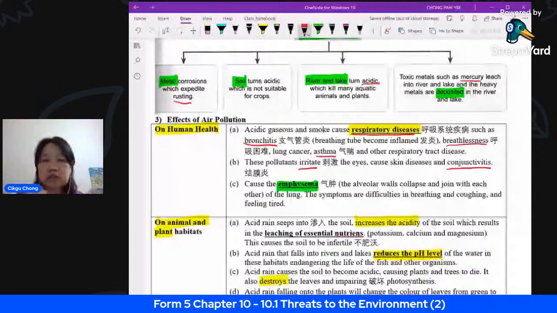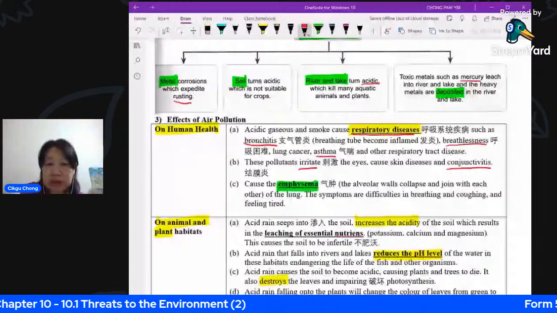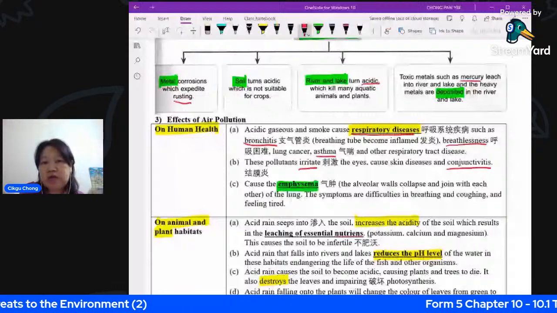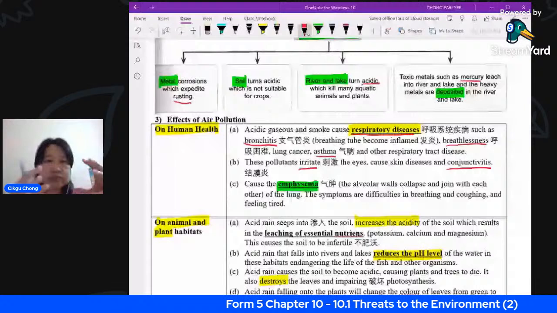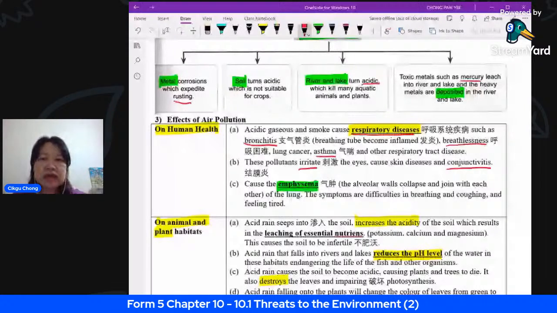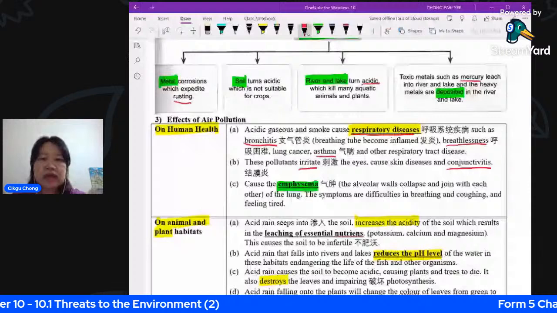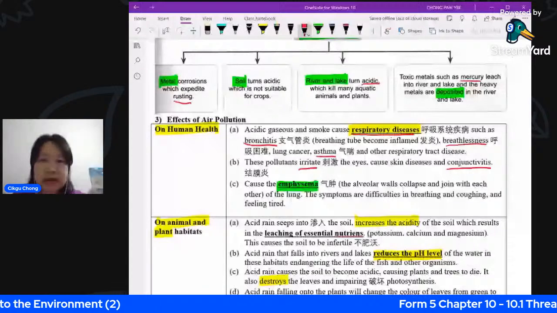Okay, it also causes emphysema, where the air sac walls will collapse and join with each other. That means there is less surface area. It causes difficulty in breathing and coughing. Let me show you what emphysema means. This is a revision. You've seen it in Form 3.